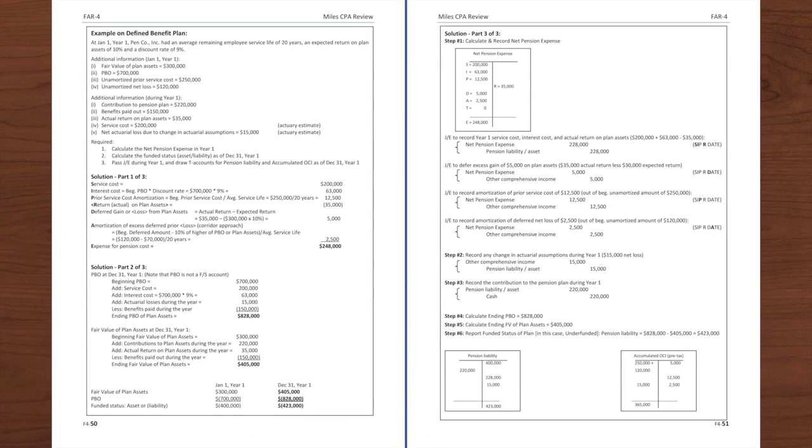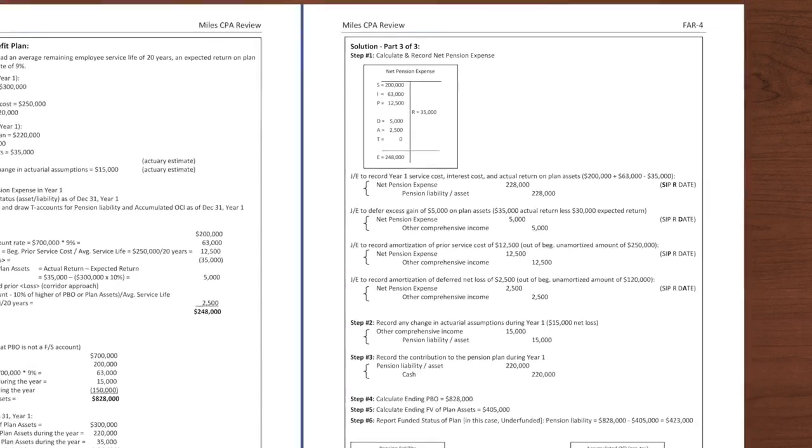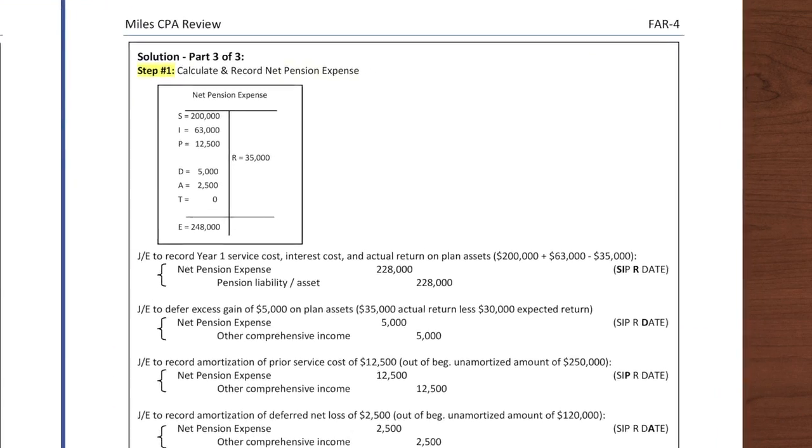Now let's get to page 51 and look at the example that we have on pensions. So I'm looking at the solutions where I have broken down the pension accounting into 6 steps. Highlight step number 1 and highlight net pension expense.